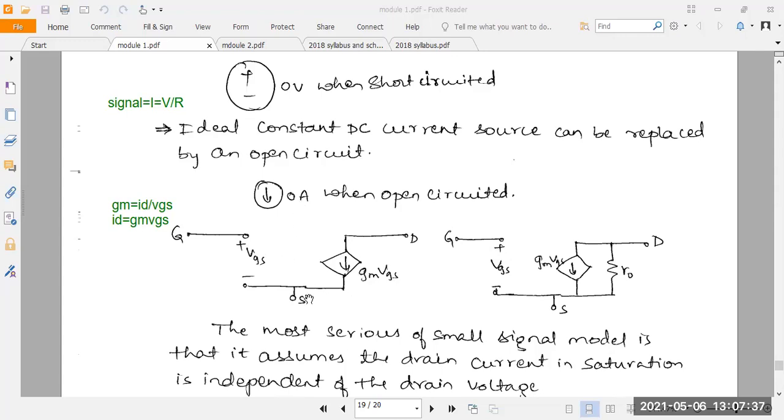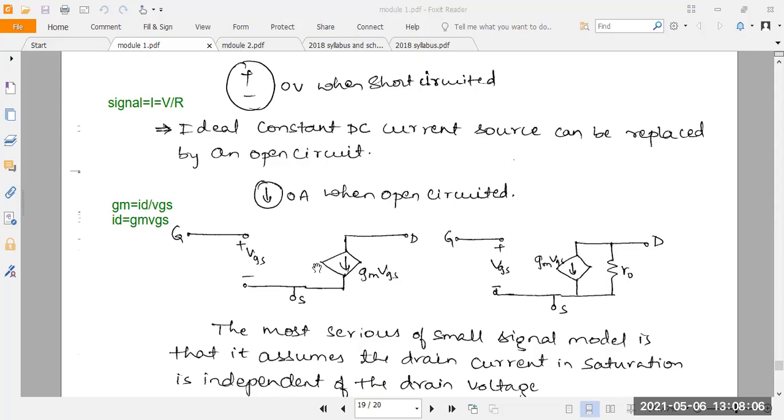Next, drain to source. There is a channel in between the drain and source, so there is a current through the channel. You have to find out the drain current. The drain current equation is gm into VGS. If you consider channel resistance, you want to include ro. ro should be in parallel with the gm into VGS for the channel resistance.